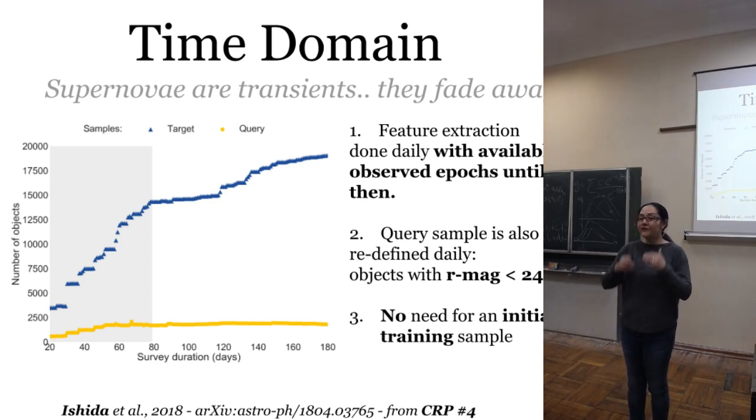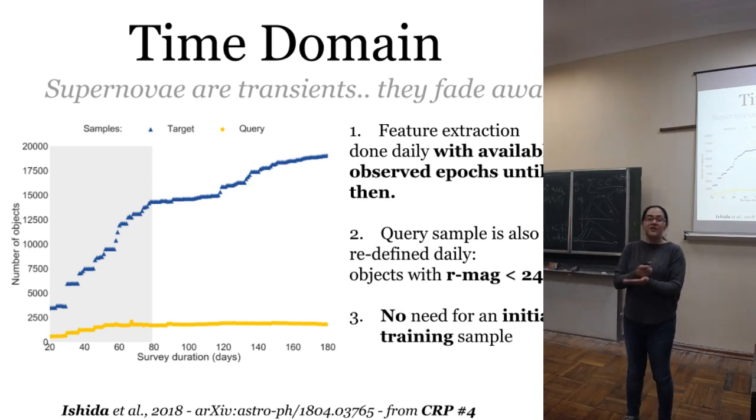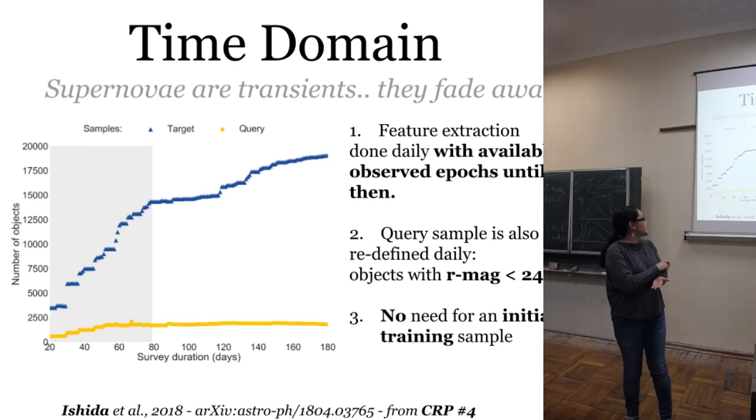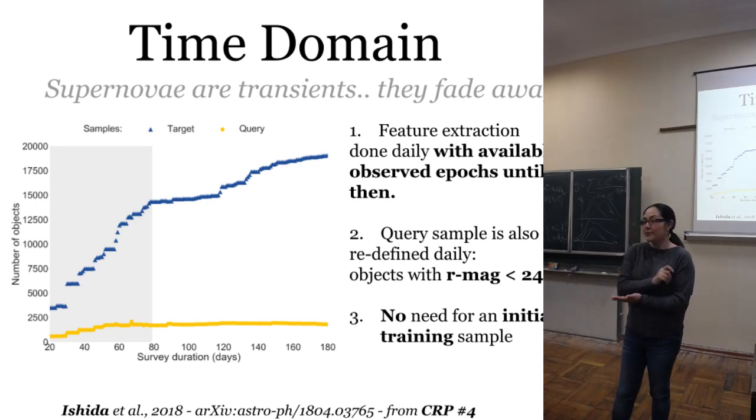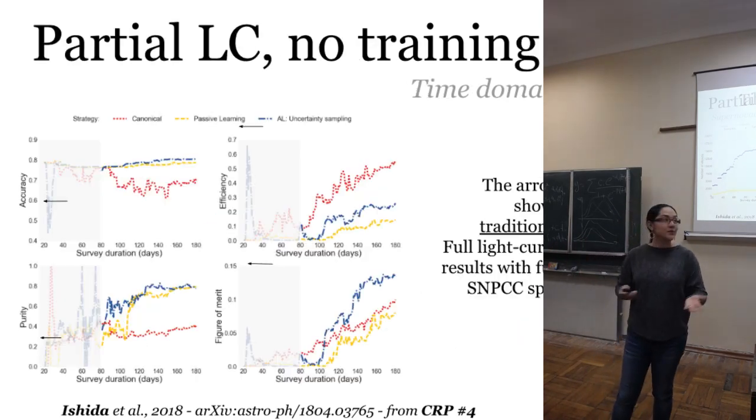Right? If it's not bright enough, then it will go to the target sample, and I do this every single day. Which means that at every single day, my algorithm will only be allowed to ask for spectra of things that are in the yellow sample, because they are bright enough, and I'm considering that I have a 10-meter telescope with which I can take a spectra.